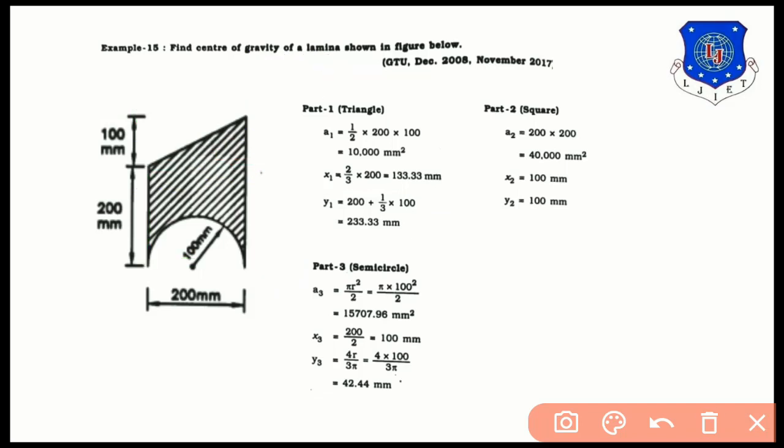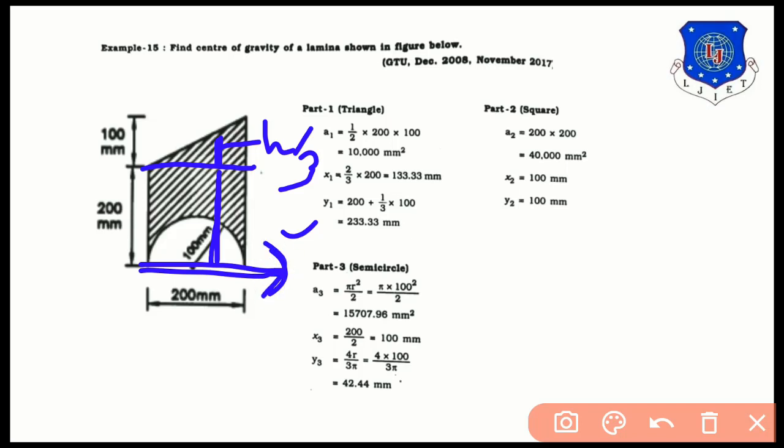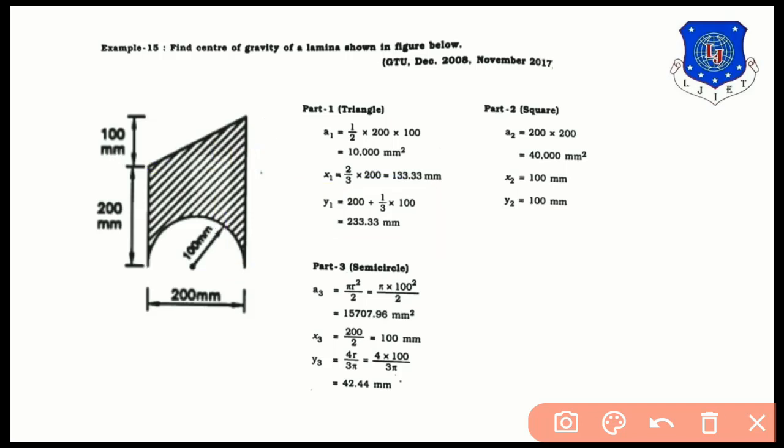Now again calculating y1. So from the bottom axis, means x-axis, the CG of the right angle triangle is at this distance. This distance is actually h by 3 according to formula, plus we have to add this 200 mm to reach up to x-axis. So total distance will be 200 plus h by 3 means 100 by 3. So 200 plus 100 by 3 is equal to 233.33 mm. So it is the CG of the part 1 triangle. So hence part 1 triangle is completed.